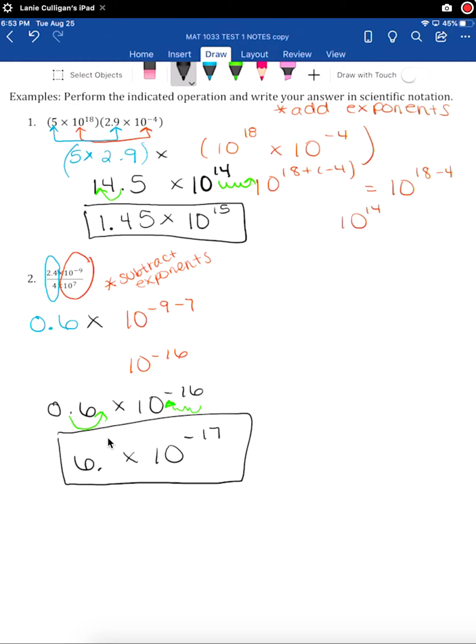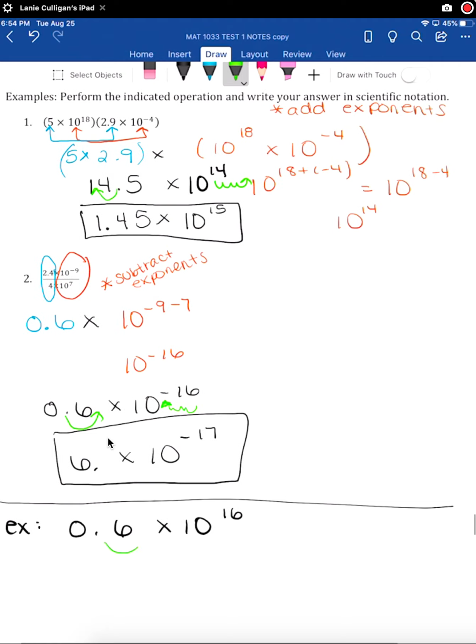Now, I always get the question of, well, what if it's moving the same direction? So what if, total another example, what if I had 0.6 times 10 to the positive 16 power? Again, I would have to move that decimal one time to the right. But this time, 16 means it's going to be a positive number, which means it's already going to the right. So instead of moving it 16 times, already moving it one time in the right direction already. So that means I'd have to move it one less time in the end. So here I'd have 6 times 10, and then one less time than 16 would be 15.